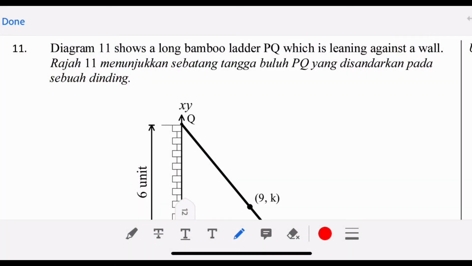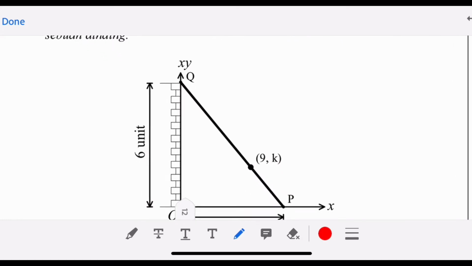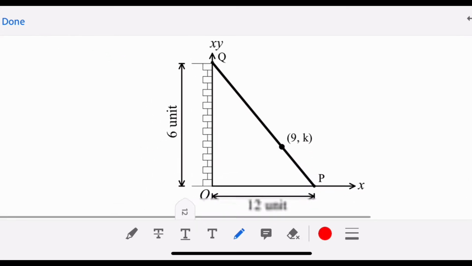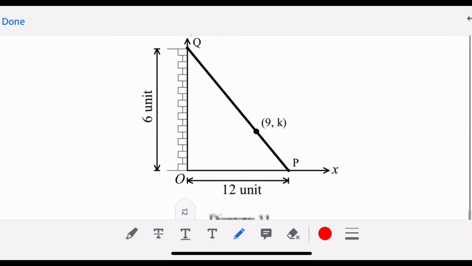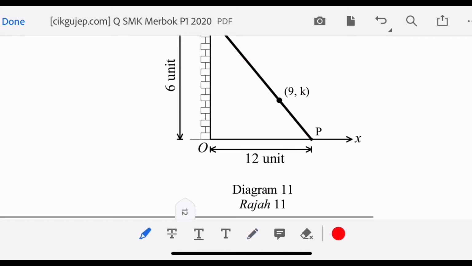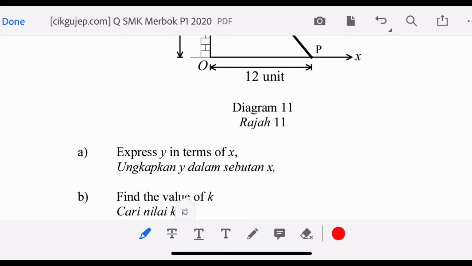Okay, this is a question about a long bamboo ladder PQ, which is leaning against a wall, and you can see there is a wall, a drawing. Normally HOTS, they will start with a drawing, a picture. Okay, from the picture, then you will try to convert back to the Additional Maths concept. So you can see there is a big Y axis, right? And then you can see there is an X.